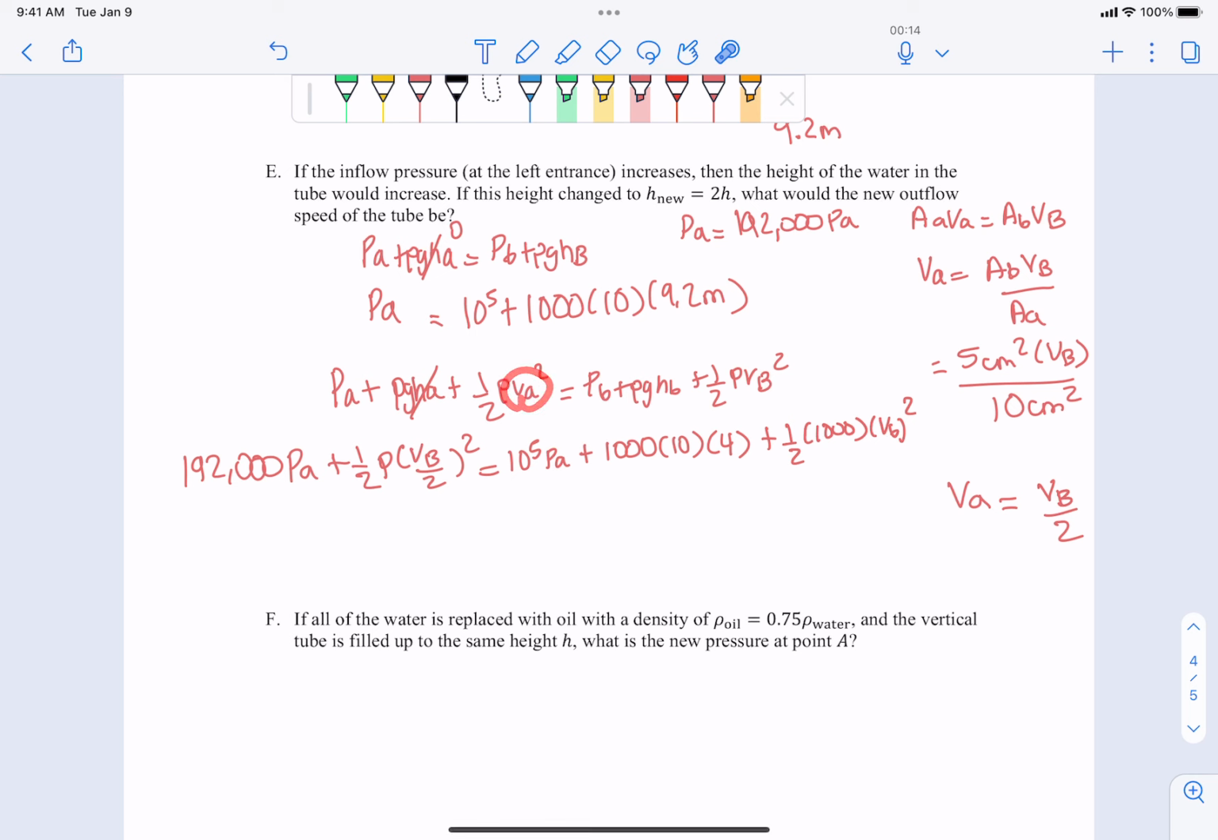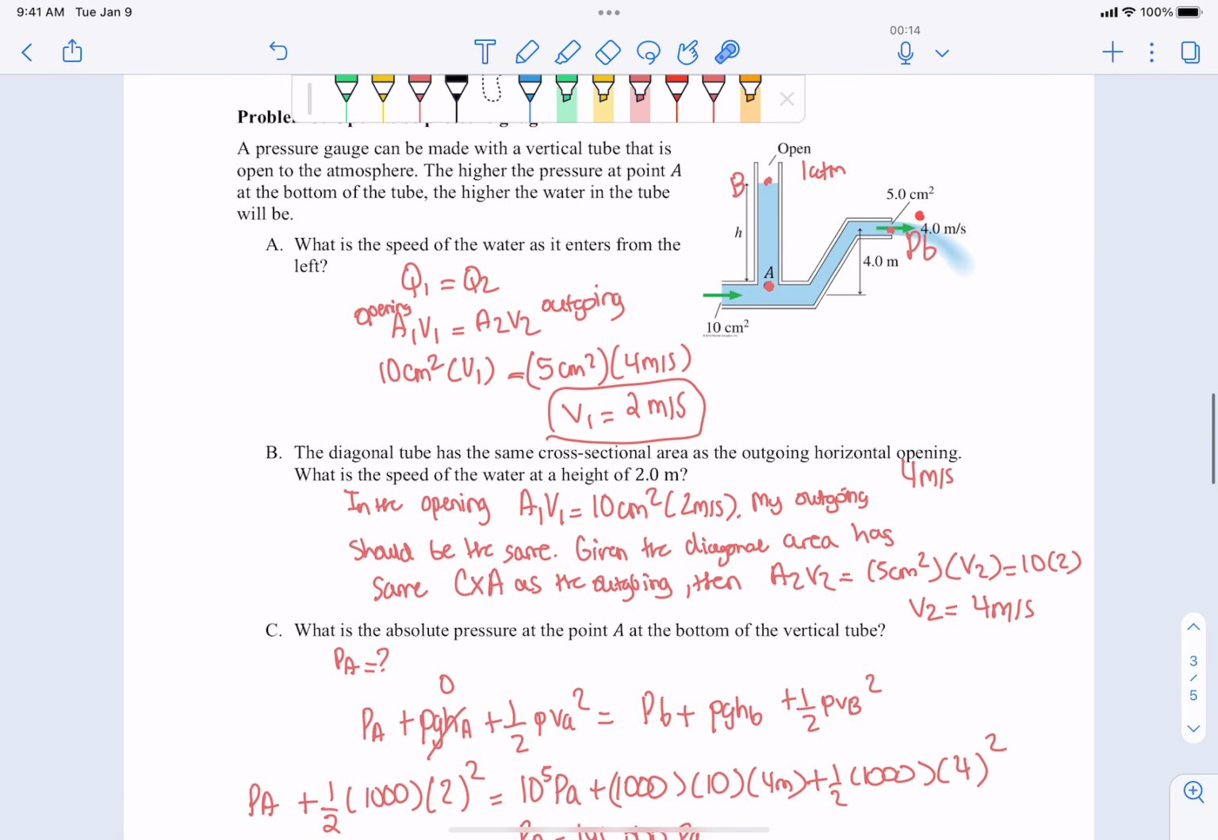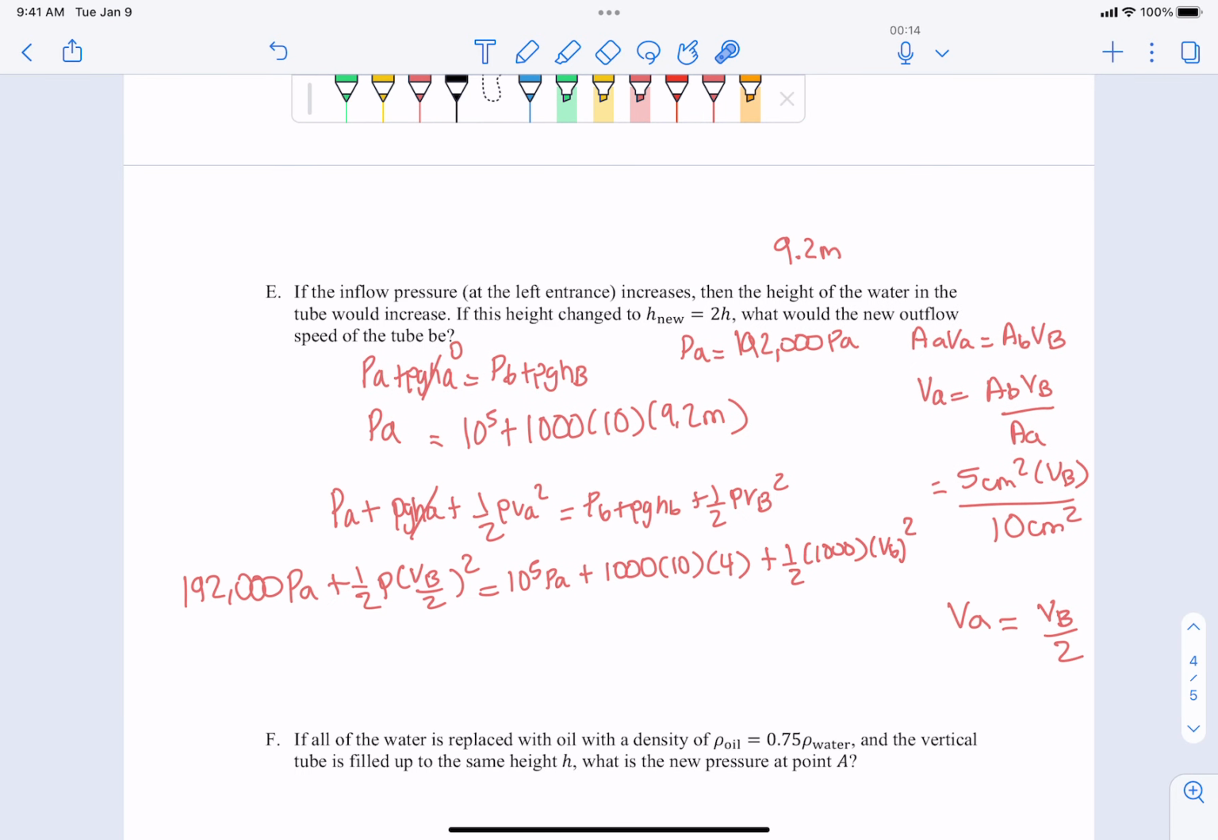I can change this VA and solve for VB by looking at the continuity equation. If I solve for VA, I can get it in terms of VB. I know that the area at A times the velocity at A is equal to the area at B times the velocity at B. Solving for VA gives me AB VB over AA. Then I substitute the values I know: the cross-sectional area of point B, which is 5 centimeters squared, divided by the area of A, which was 10 centimeters squared. That gives me VA is equal to VB over 2.